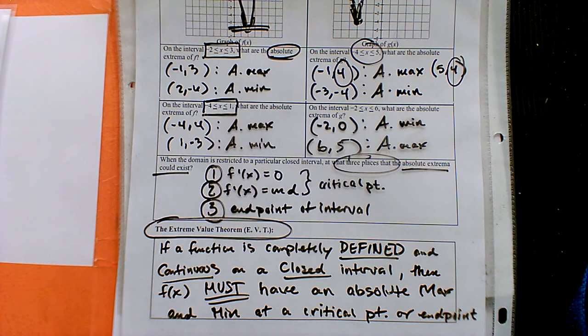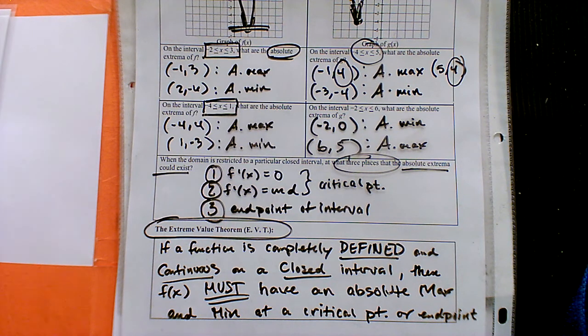So if you have a graph that goes from endpoint to endpoint, no holes, no jumps, nothing in between, you are guaranteed to have a highest point and a lowest point. And it could either happen at a critical point or an endpoint. That's what we've kind of seen in the last few examples. Extreme value theorem: completely defined and continuous on a closed interval. You have a specific beginning and ending point.